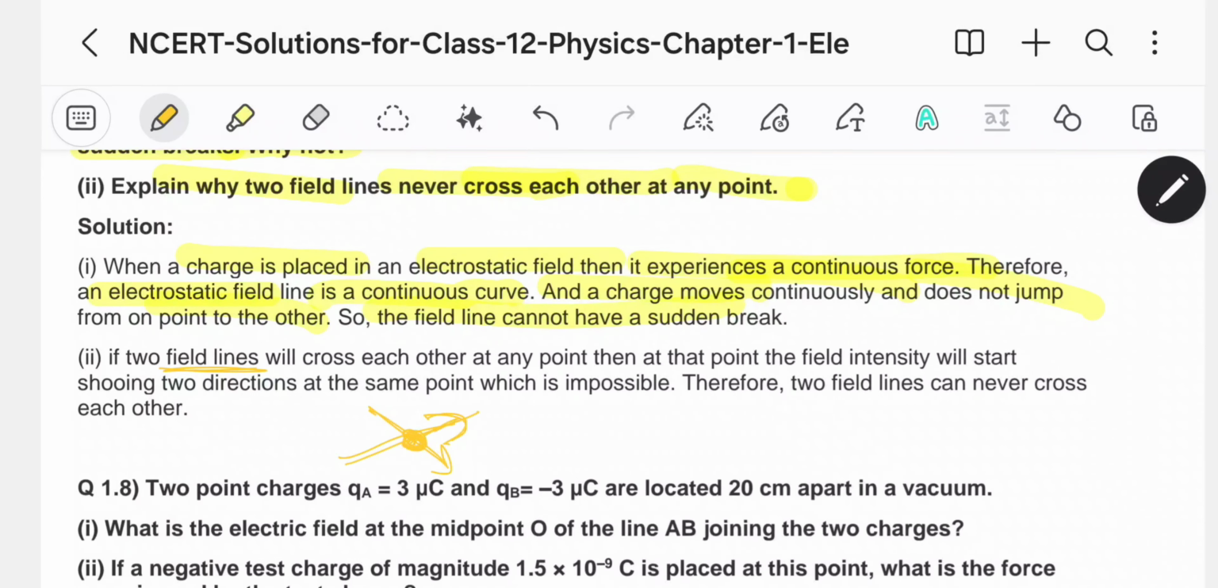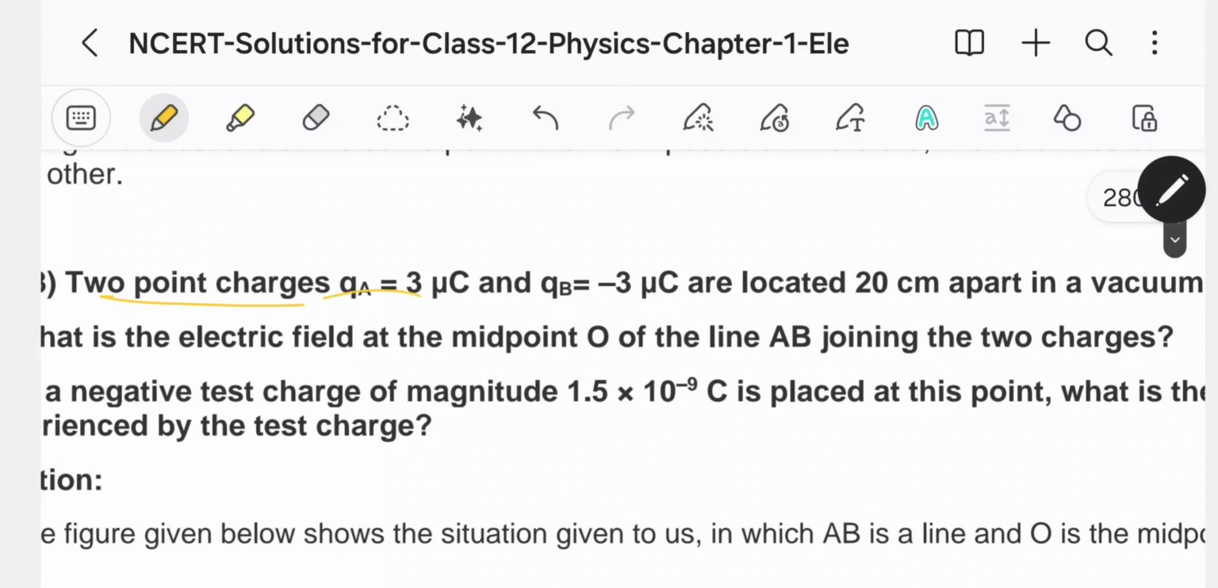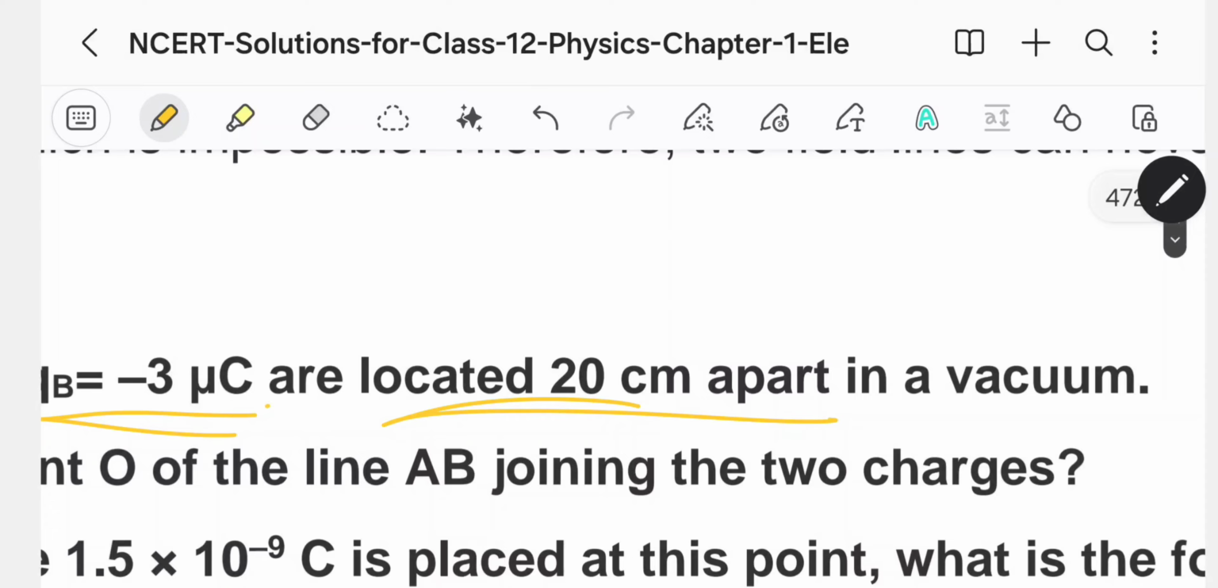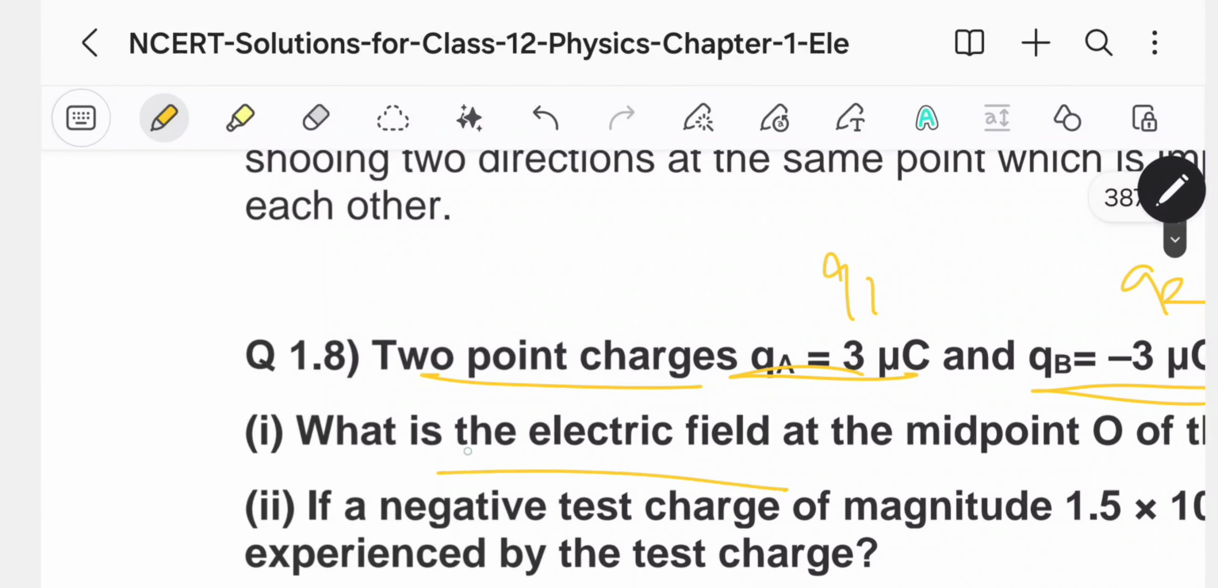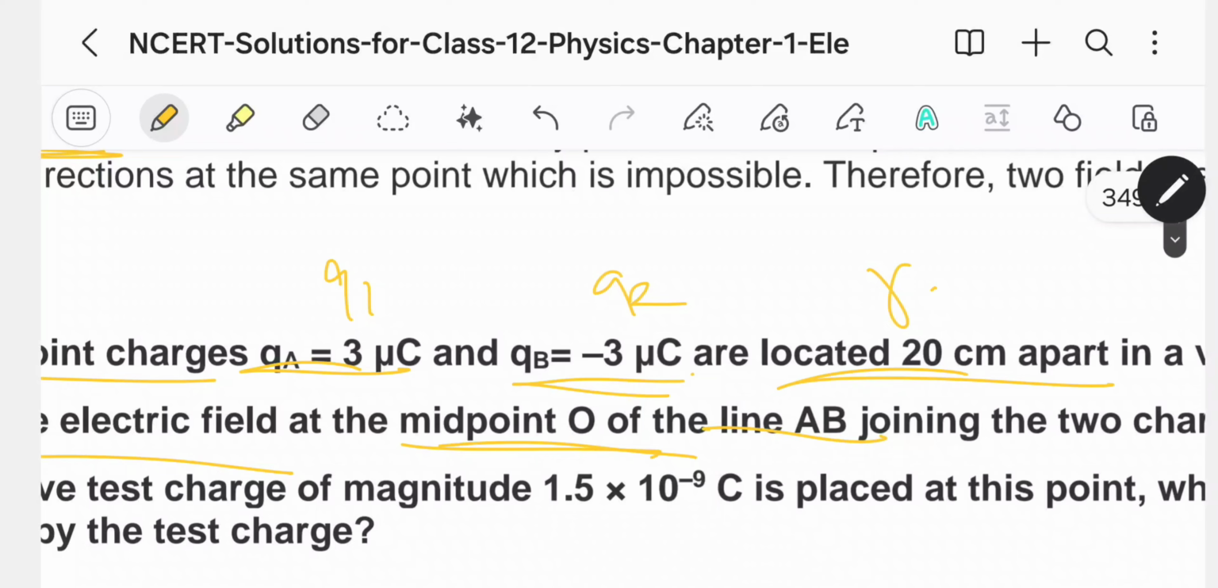That means at the same point, you're finding two directions. That is not possible. Okay. Next is: two point charges QA and QB are located 20 centimeter apart. That means we have R value, we have Q1 value, Q2 value. And what is the electric field at the midpoint O on the line AB joining the two charges?